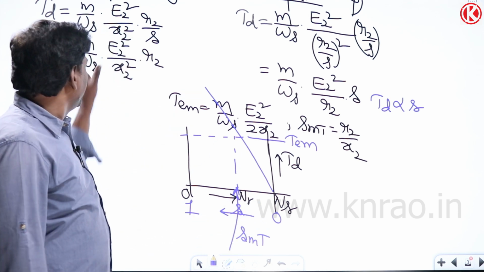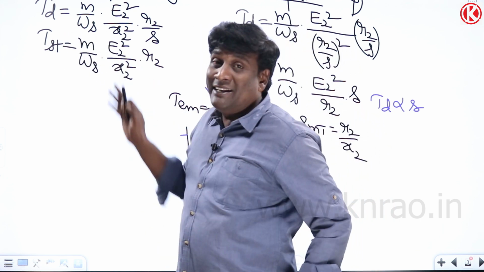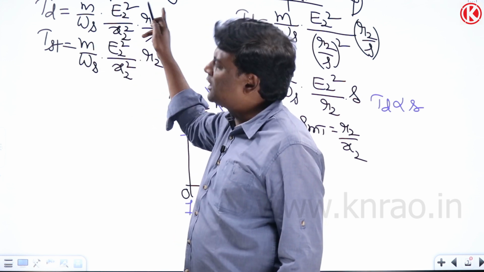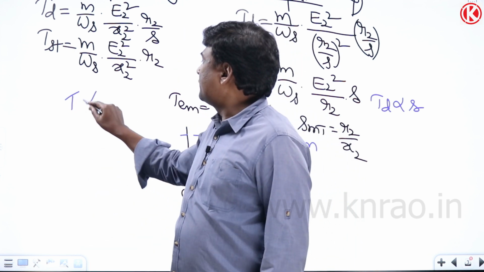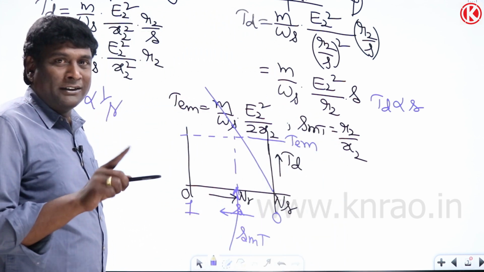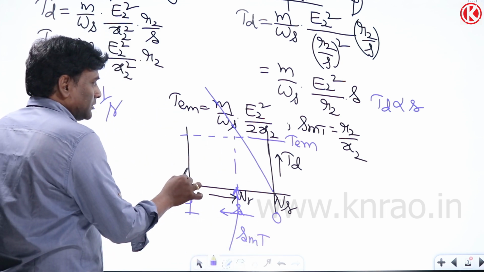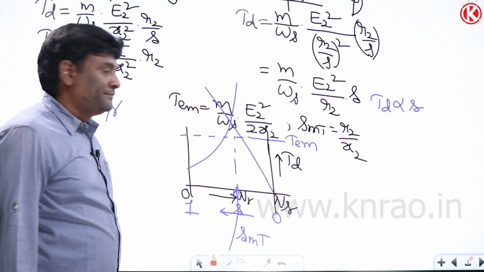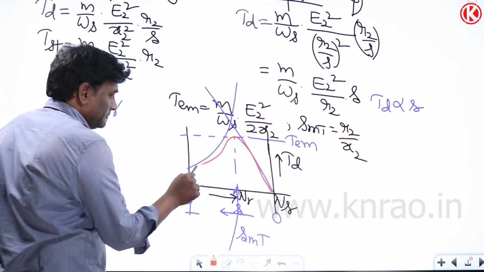Now, if you think of starting conditions, when everything is constant, m by omega s is constant, E2 and X2 are constant, R2 is constant. Under these conditions, in the high slip region torque is inversely proportional to slip. Starting torque will be there, we cannot say that starting torque will be 0. Now if I try to draw the characteristic, it's going to be a straight line, and after that it's going to be like this.